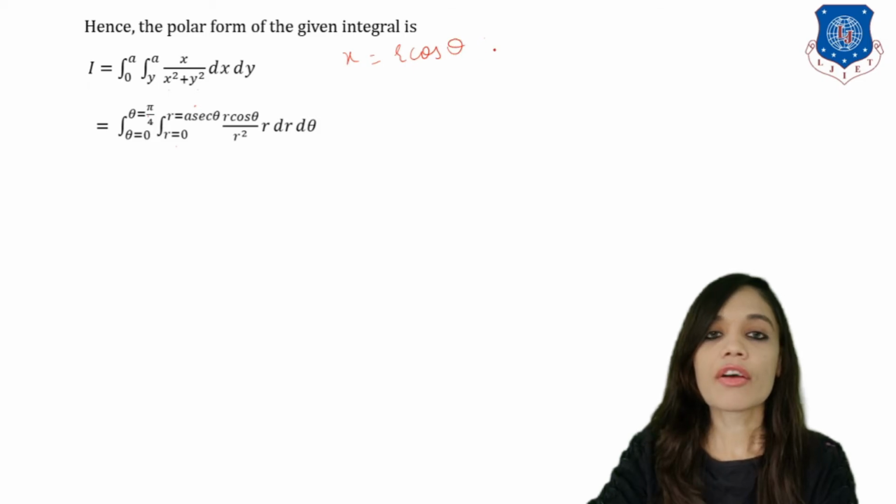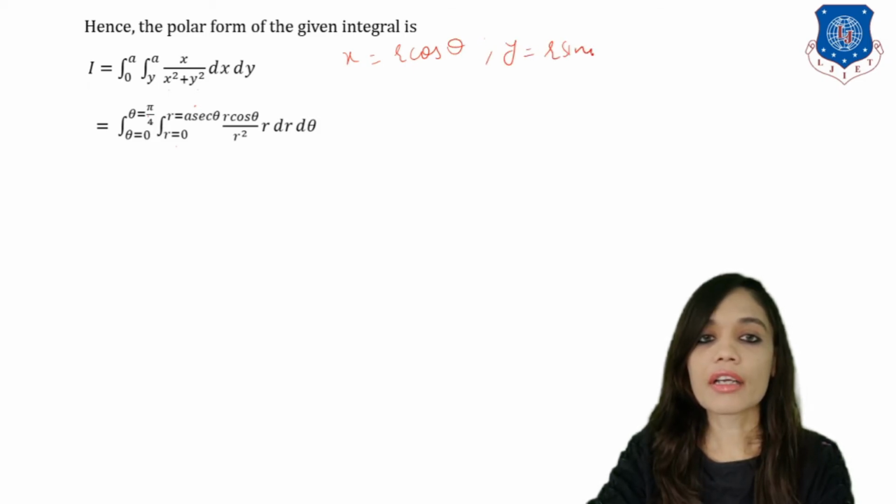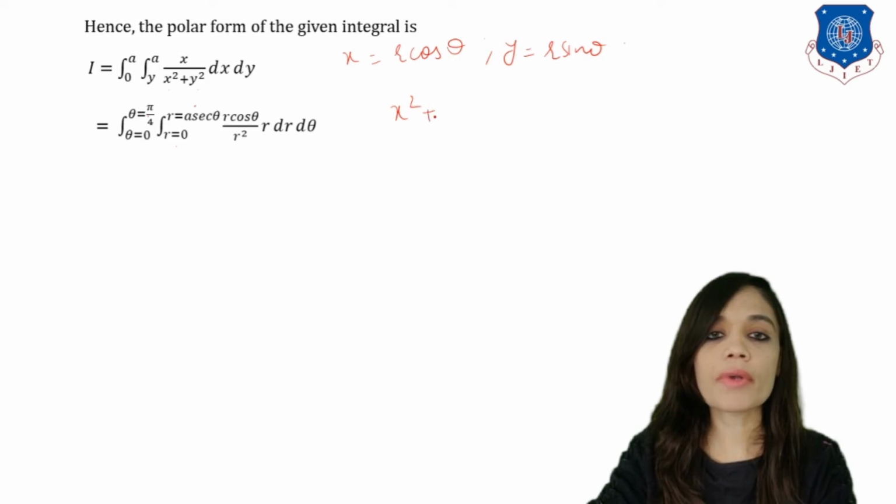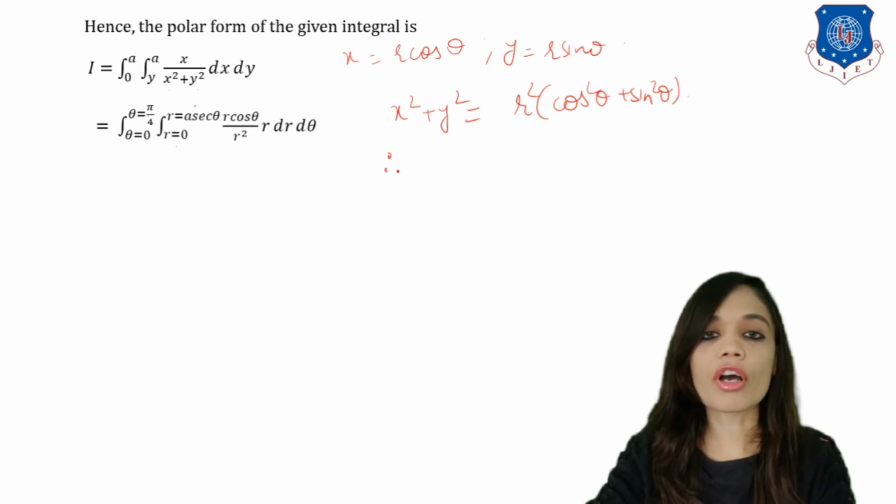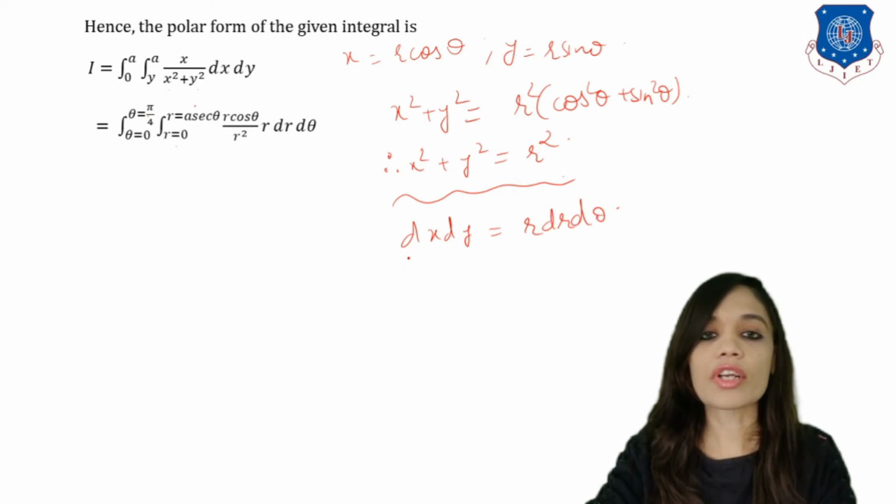Now we have assumed x as r cos theta, y as r sin theta. Therefore, our x square plus y square will be r square times cos square theta plus sin square theta. Therefore, our x square plus y square will be r square, right? Then our dx dy is equal to r dr d theta. So let us put all these values over here. x is r cos theta, x square plus y square is r square, dx dy is r dr d theta.